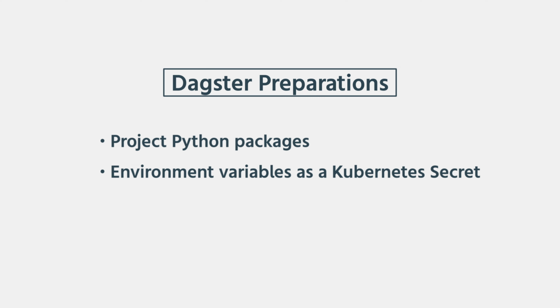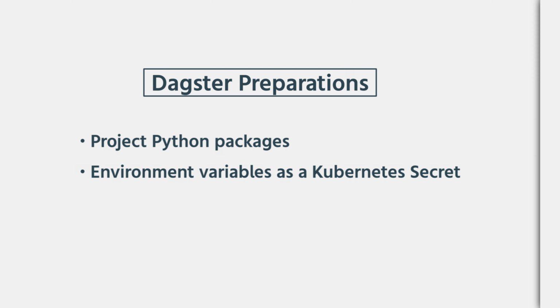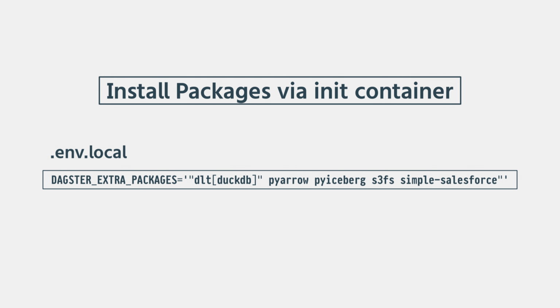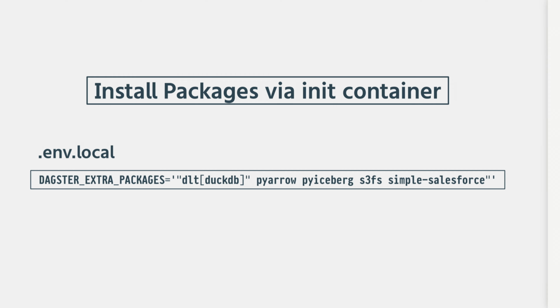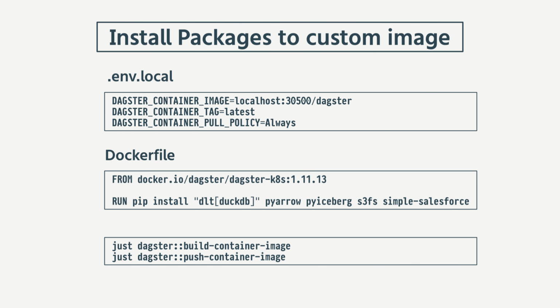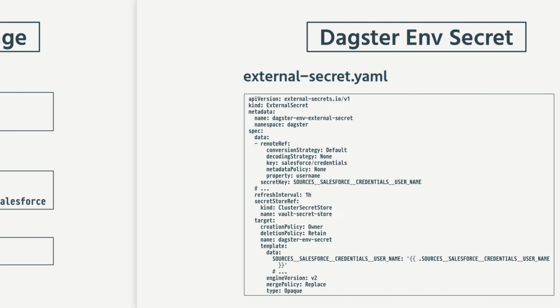Before we install Dagster, there are two quick preparations. First, define the Python packages your project needs. Second, set environment variables via a Kubernetes secret. There are two ways to install extra Python packages. One option is to install packages in an init container when the pod starts. Add this to your .env.local file. Alternatively, build a custom image. Set these in .env.local. Then build and push the image. For this demo, we'll use the init container method.